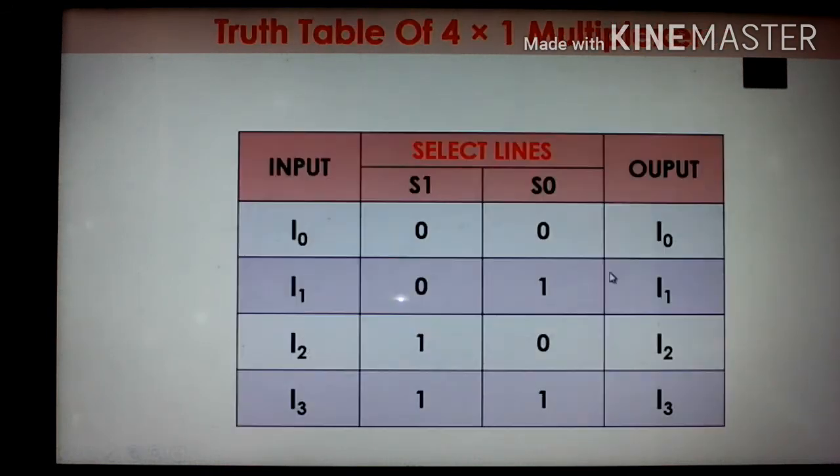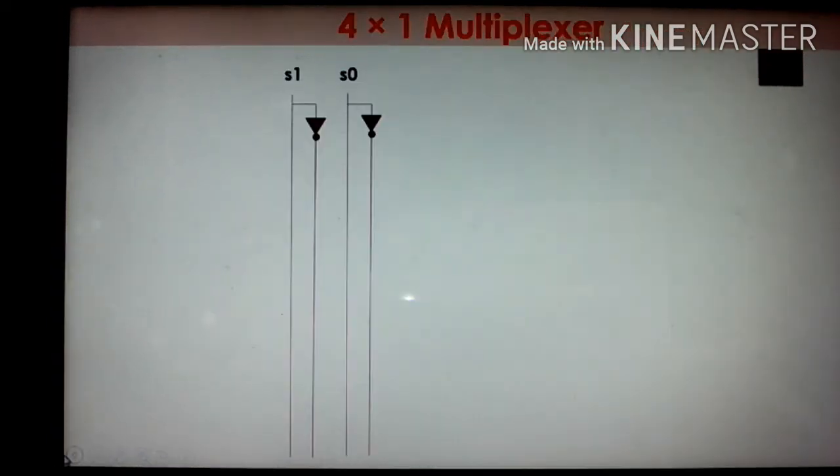Then this is the truth table of the 4 into 1 multiplexer. These are the select lines, with the values 0 0, 0 1, 1 0 and 1 1. Based on these select lines, we are selecting the output of this multiplexer. Let us see how to draw a 4 into 1 multiplexer.